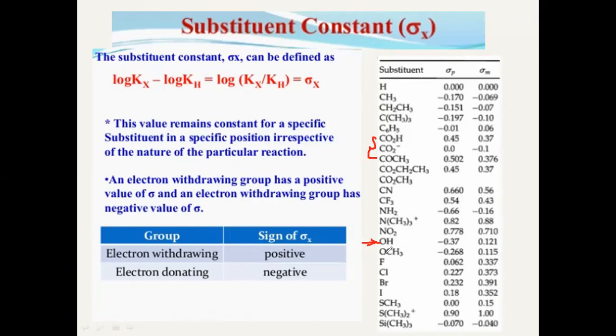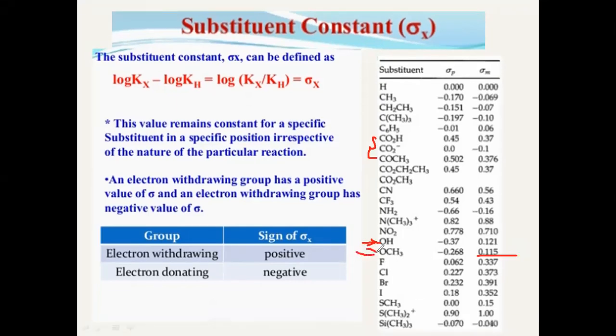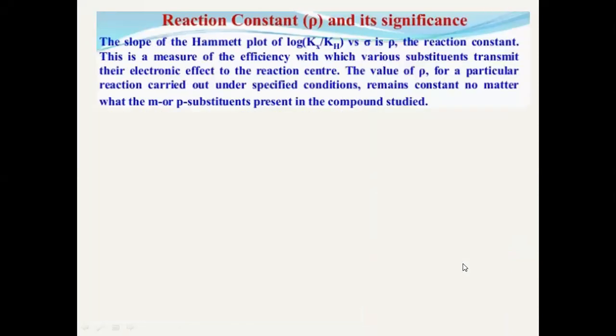Similarly, methoxy, if it is at para position, it is a minus, means donating. But at meta, it is withdrawing. Very interesting. So these three important things we have learned here. One is about OH, second about methoxy, and third about these two groups, how they are different from each other. Fine. So I think we have understood this. So this is about the sigma constant, or say substituent constant.